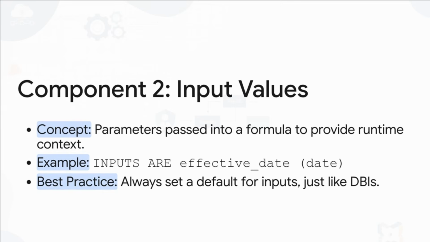Next are the input values. So while DBIs pull data from the database, input values let you pass data into your formula when it runs. This is perfect for providing context, like maybe the effective date of a payroll run. And just like our DBIs, setting a default value for your inputs is an absolutely non-negotiable best practice.